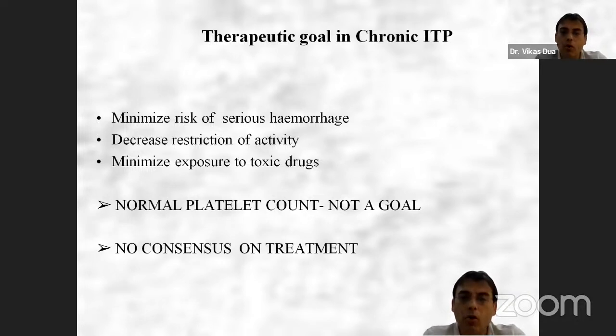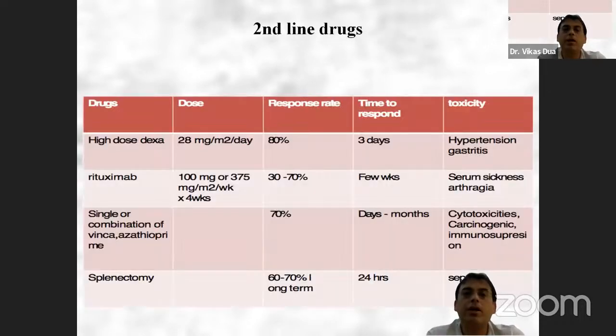And for chronic ITP also, there is no consensus on treatment, but there are different options like dexamethasone, rituximab, and immunosuppressive drugs like vincristine, vinblastine, which are vinca alkaloids, azathioprine, MMF, cyclosporin. In adults, people do get splenectomy done for their patients, whereas we don't encourage that.